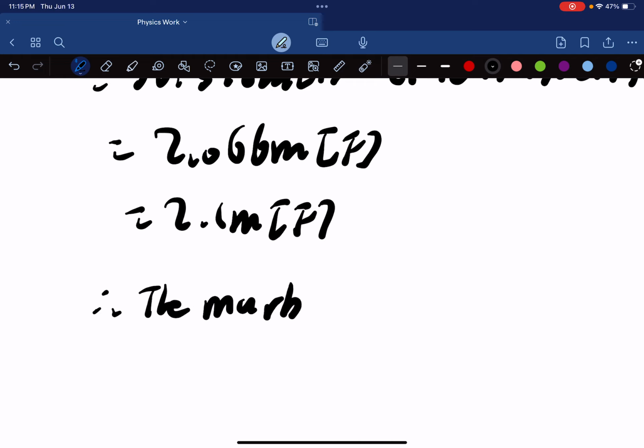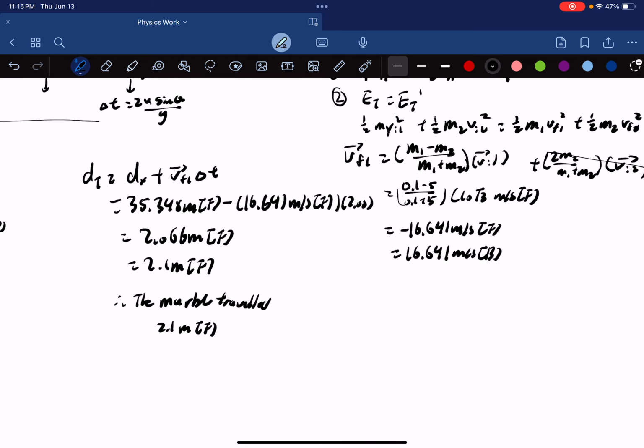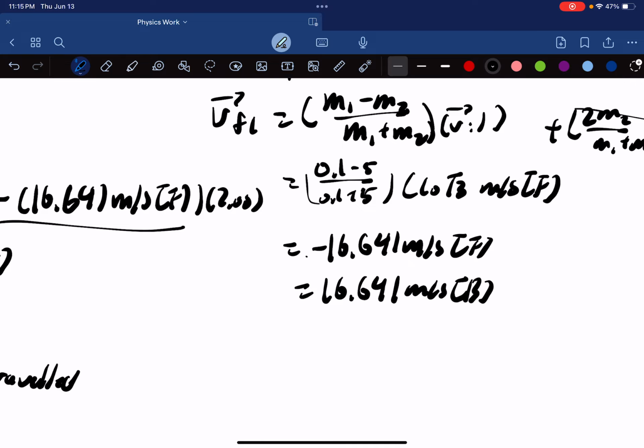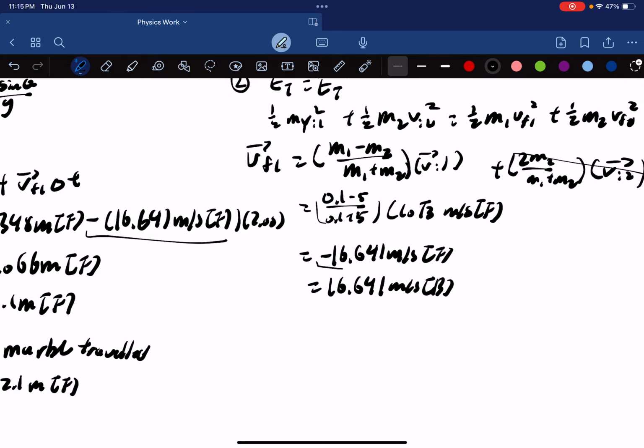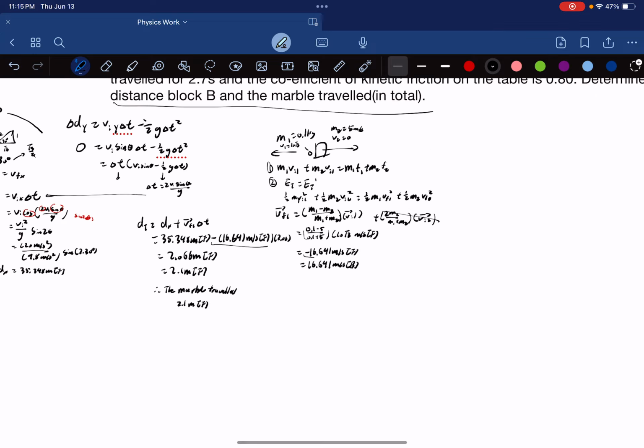Thereby, the marble traveled 2.1 meters forward. And we use negative because for forwards it's negative 16.64. So we just plug that in and we get that. So that's how much the marble traveled. Now we have to find the other part, which is block B, how much it traveled.